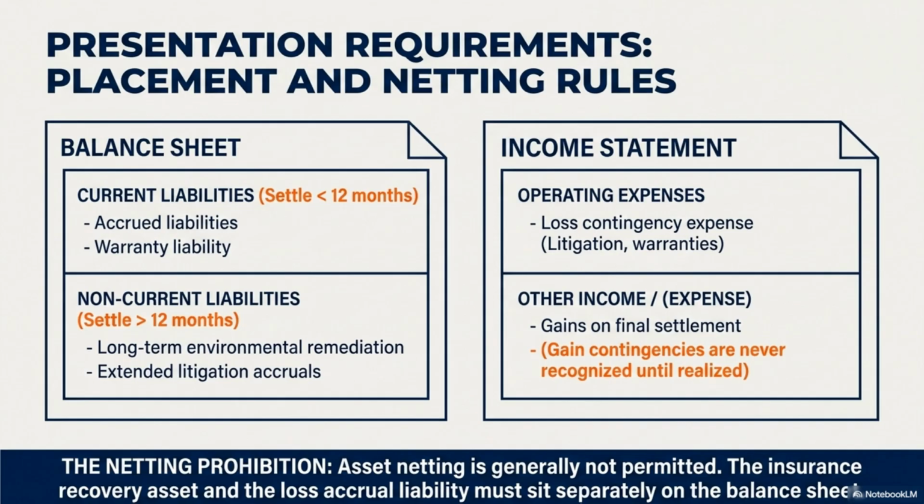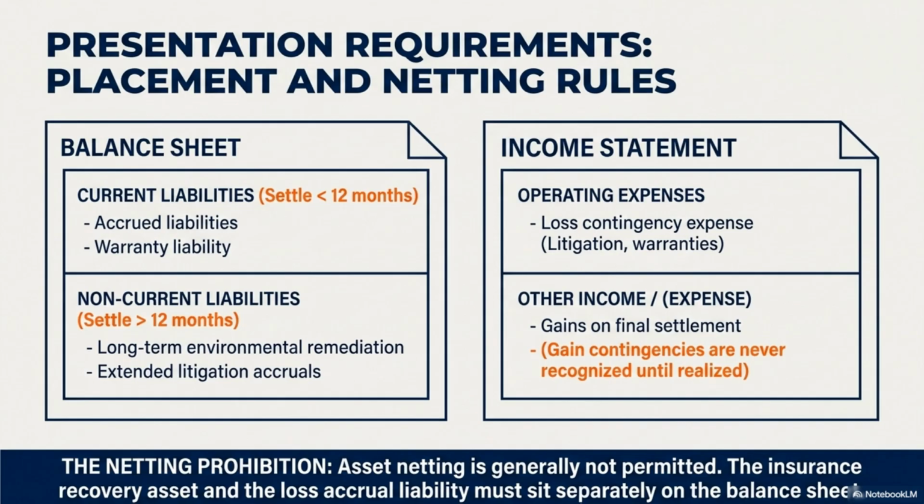On the income statement, loss contingency expense from litigation and warranties runs through operating expenses. Gains on final settlement, when a matter resolves more favorably than accrued, appear in other income. And gain contingencies, shown in orange here, are never recognized in the income statement until they are actually realized.